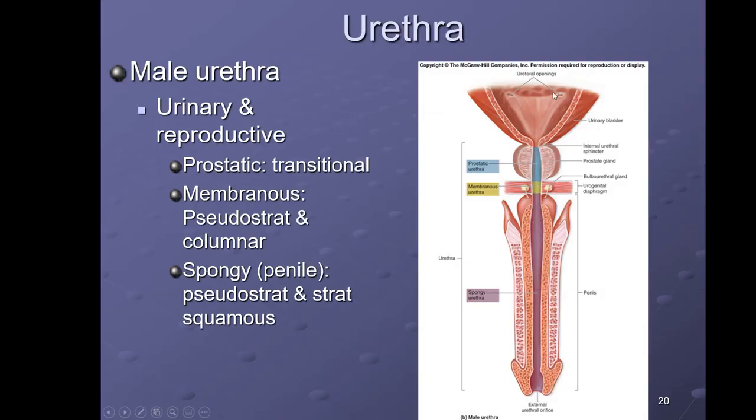The male urethra is longer. It's going to go through the penis. You also have an internal urethral sphincter and an external urethral sphincter here, and it passes through 3 distinct regions. First, the region where the prostate gland is, which is still transitional epithelium. Then it goes through this tiny area where we have glands called bulbourethral glands, which have a reproductive function along with the prostate gland. That's the membranous urethra. And then we have the penile urethra, also called the spongy urethra, which goes through the penis and is lined with stratified squamous epithelium.